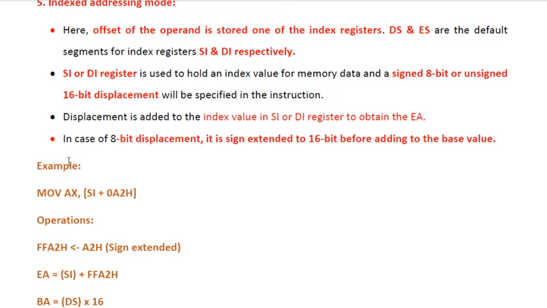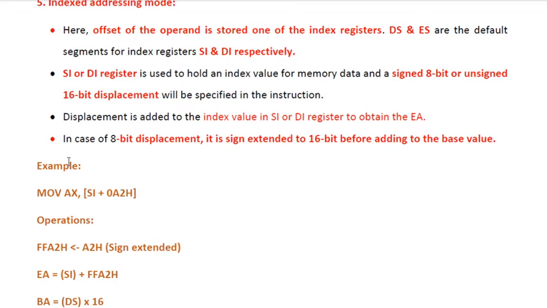Here the displacement is added to the index value in the SI or DI register to obtain the effective address. In case of 8-bit displacement, it is sign extended to 16 bits before adding to the base address. Let us try to understand it with the help of an example.